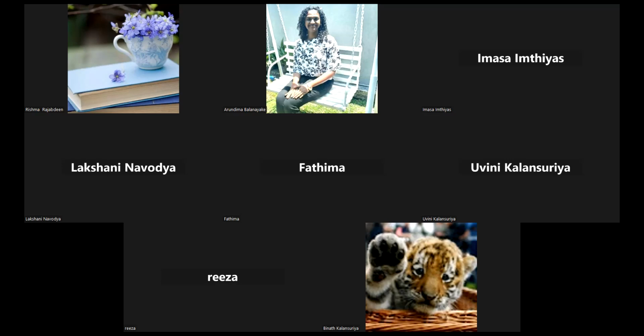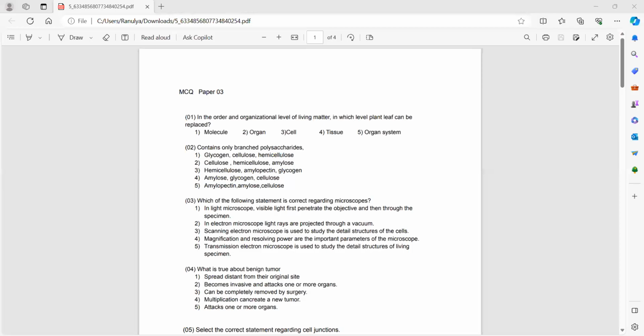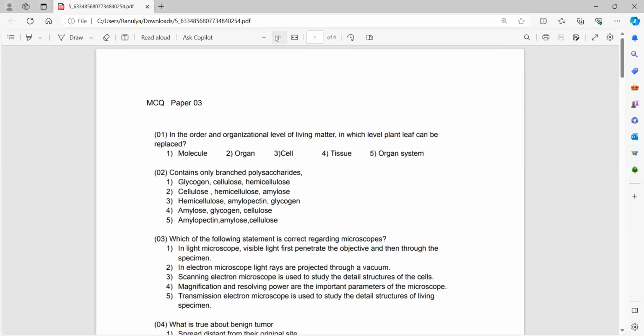Next, third answer, hemicellulose, amylopectin, glycogen. All three are branched. Fourth answer, amylose, glycogen, cellulose, right? Glycogen is branched. Sorry. Yeah. So amylose, cellulose are linear. Here we are asking only branched, not linear. So the answer should be hemicellulose, amylopectin, and glycogen. Answer number 3. Okay. Right? Answer number 3.